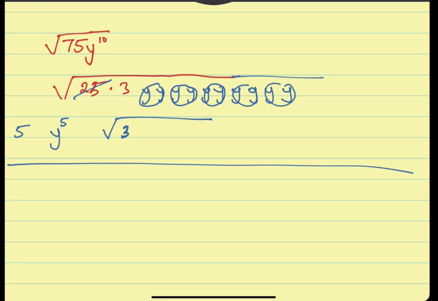That's example 2. Now, let's look at example 3. Let's say you have radical 12 x to the power of 5. How do we break down 12?